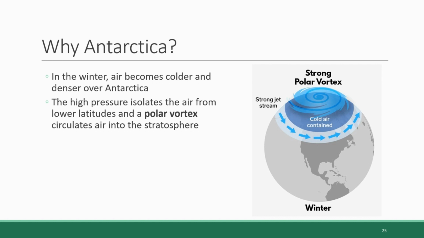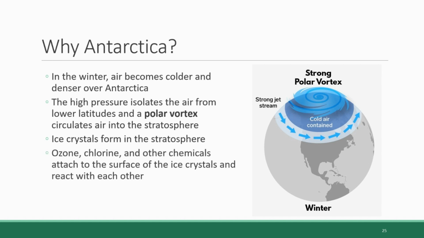And within this high pressure area, a polar vortex forms, which circulates the air way up into the stratosphere. And normally we said that the stratosphere doesn't contain any water vapor, but the polar vortex drives ice crystals way up into the stratosphere, where chemicals like ozone and chlorine and others will attach to the surface of those ice crystals. And the surface of the ice crystals creates an opportunity for those chemicals to come together and react with each other.